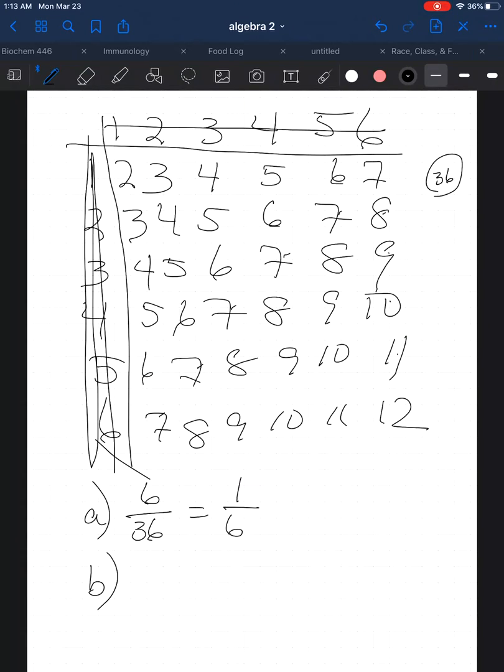All right, letter B says, what is the probability of getting a number greater than 8? So greater than 8 does not include 8. So I'm going to cover up everything 8 and below. That'll give me 1, 2, 3, 4, 5, 6, 7, 8, 9, 10. Out of how many total? 36, and make sure you reduce it. So it'll be 5 out of 18. Remember, if it says greater, it doesn't include that number. If it said greater than or equal to, then we would have included the 8s, but it didn't. So that's how we get that.